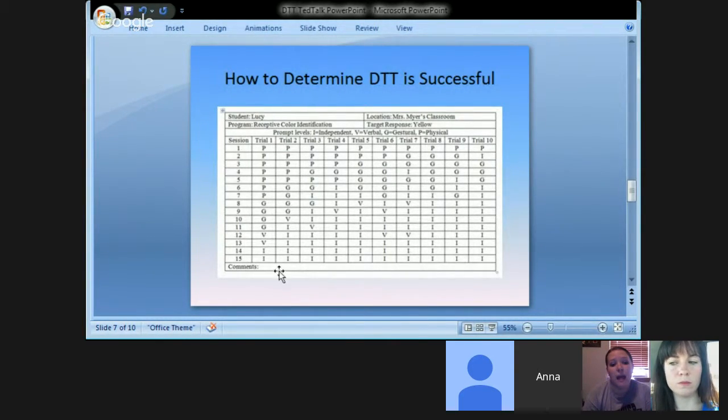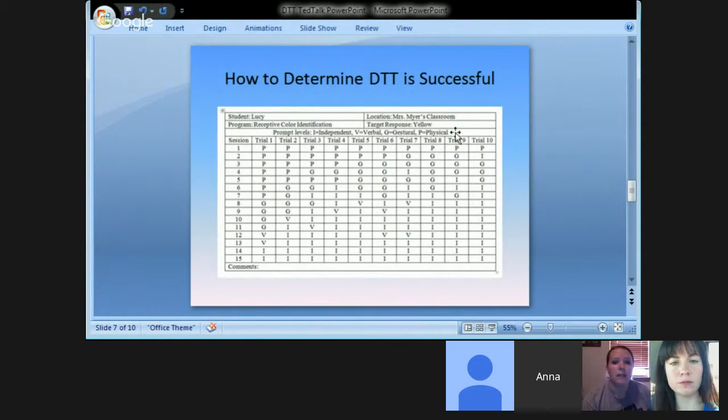This is when we can decide if the task is mastered or not. So having the prompt levels recorded for each session helps us to determine if she's progressing. Obviously, if we're using physical, then gestural, then verbal, then independent, she's progressing towards her goal.